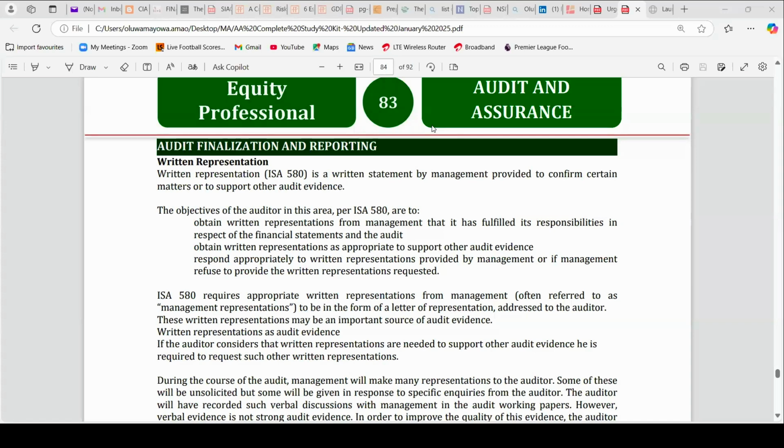Now, you don't need to memorize this, you just need to understand what written representation is and the objective of the standard around it. The objective of the standard is just to enable the auditor to know that I need to obtain written representation from management that they have fulfilled their responsibility when it comes to the financial statement and the audit. And where appropriate, I need to obtain written representation to support audit evidence.